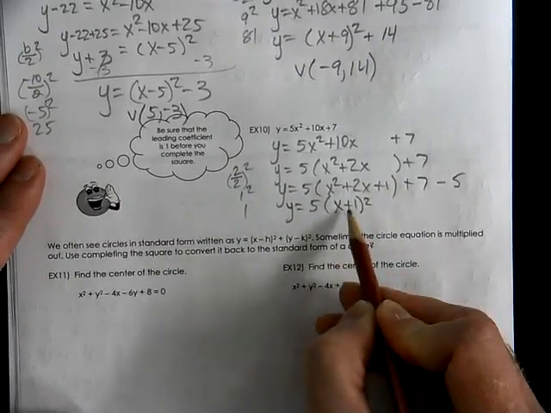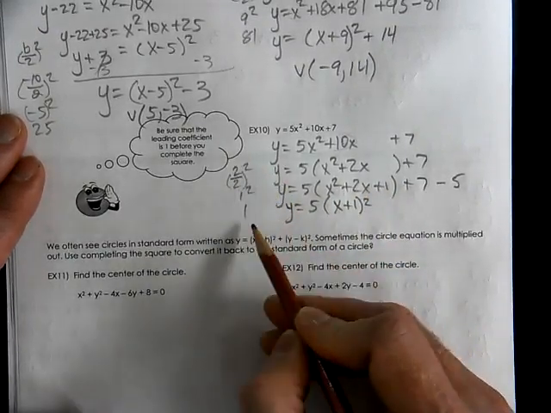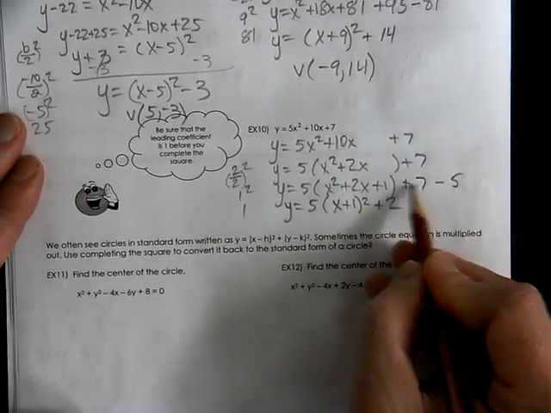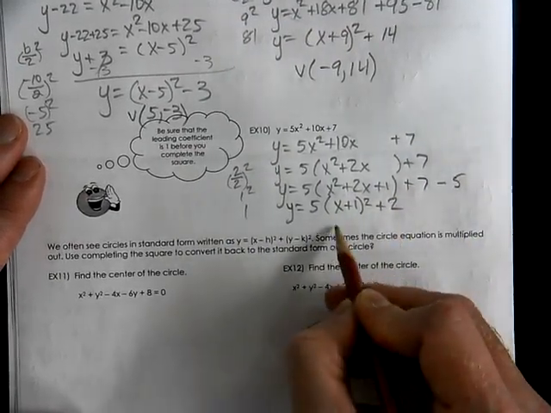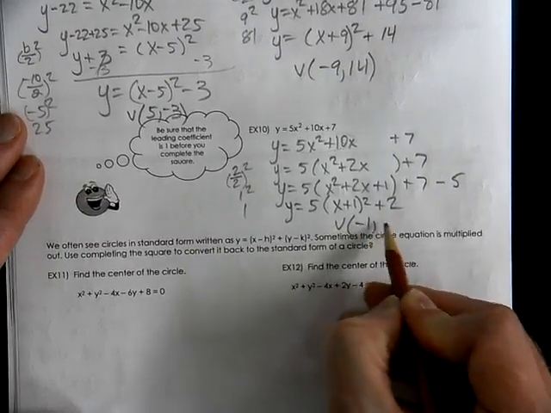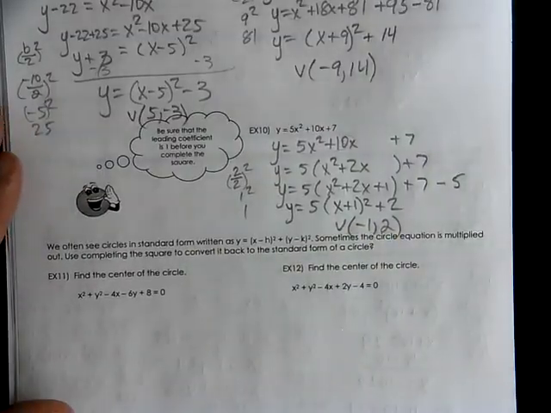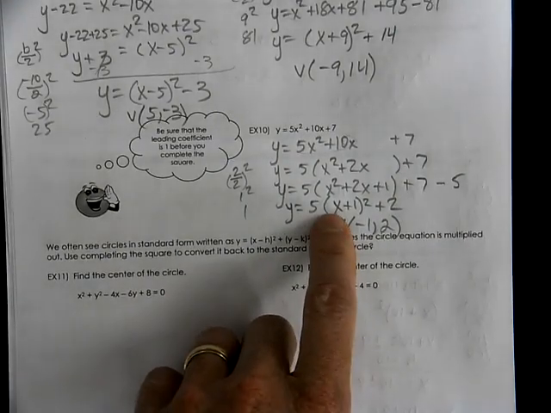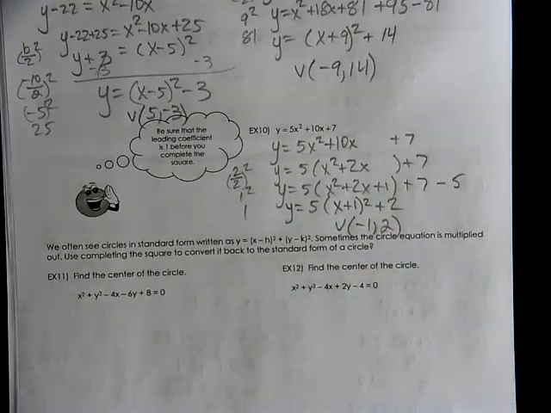So this is 5 times x plus 1 quantity squared, because we factored that. This is a perfect square trinomial. We took effort to make it a perfect square trinomial. And this is plus 2. So my vertex is negative 1, comma 2. So we have vertex form, and we have our vertex.